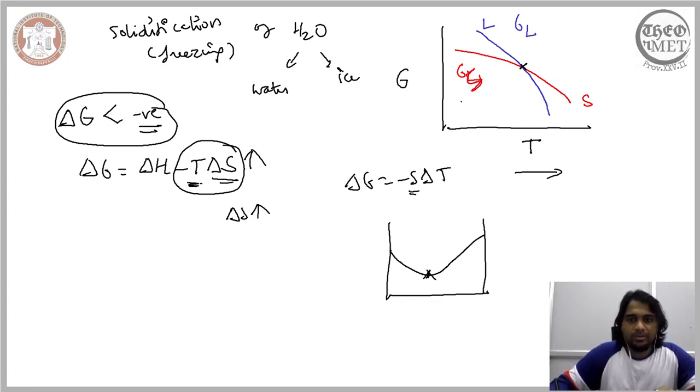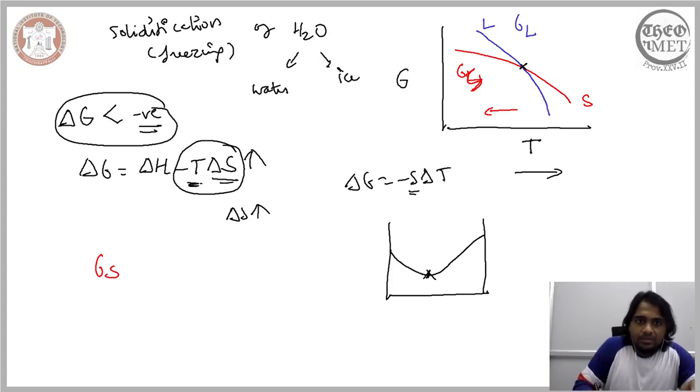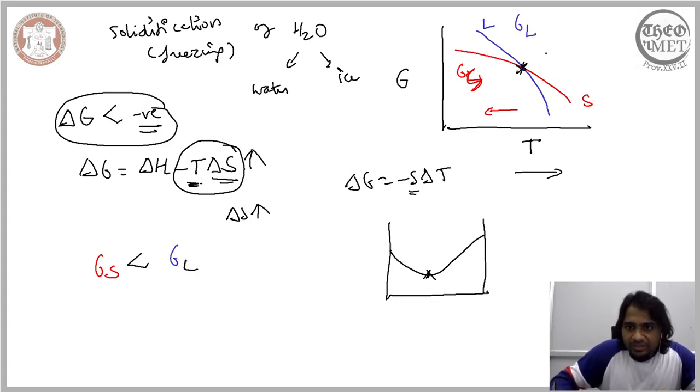Now below this particular temperature, below this point here, the Gibbs free energy of the solid is less than the Gibbs free energy of the liquid. So therefore the solid below this point here is stable. The solid below this point here is stable. So below this point here, it is solid that is stable.